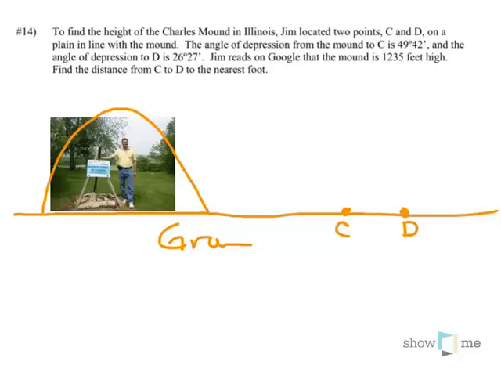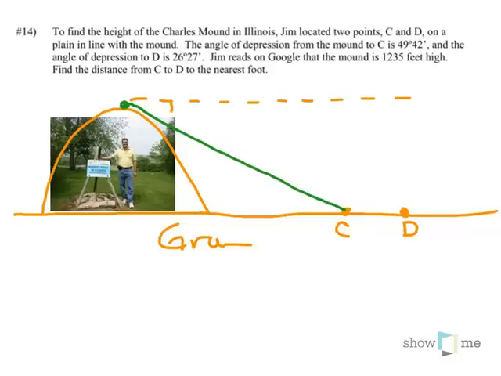The angle of depression from the mound to C, so from the top of the mound, we're going to draw this segment to C. Angle of depression is 26 degrees, 27 minutes. Angle of depression starts at a horizontal. So I'm starting at the top of the mound. I need an imaginary horizontal.